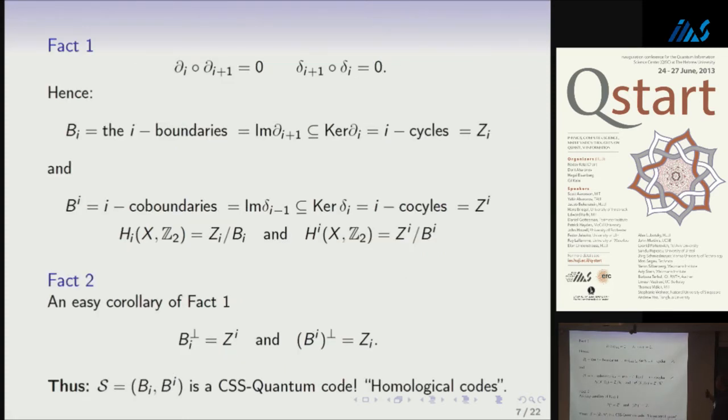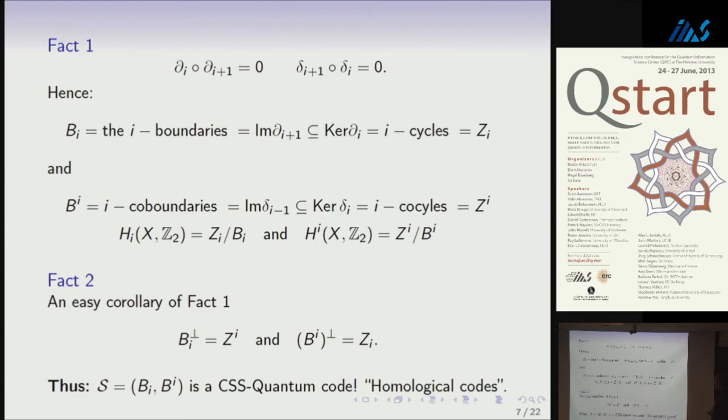There are two very easy, well-known facts, and it's just a 2 line calculation that I don't have time to expand here, which say that if you apply one of these after the other, they are 0. Sigma i after sigma i plus 1, delta i plus 1 after delta i. Sigma is going down, delta going up. But anyway, if you apply twice, you get the 0 map.